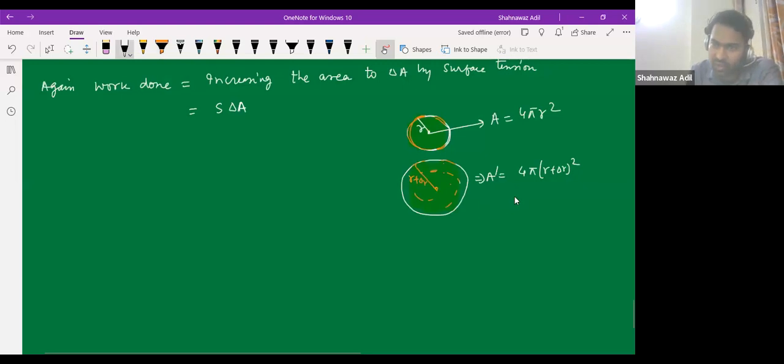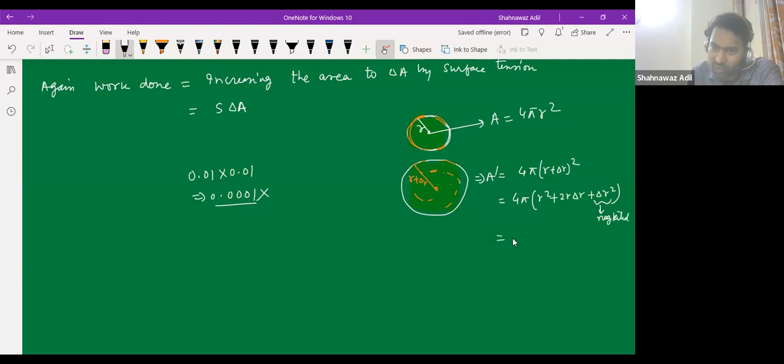So this is how much? 4πr² plus 2rΔr plus Δr². And we know that Δr is a very small quantity. If you square 0.01, that would be again very small, 0.0001. So you can neglect this thing.